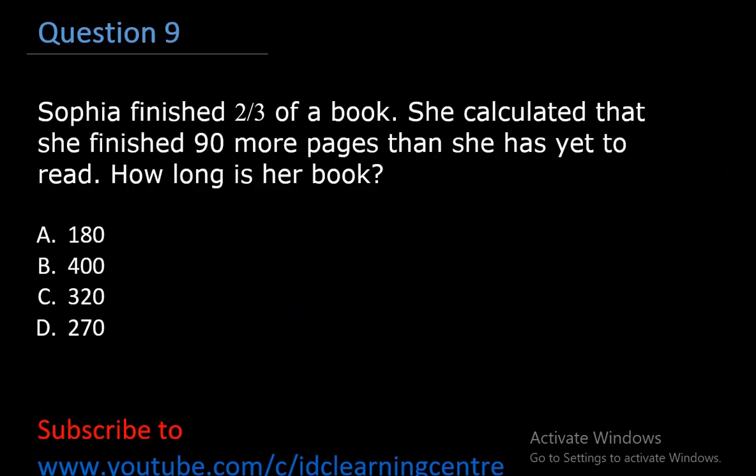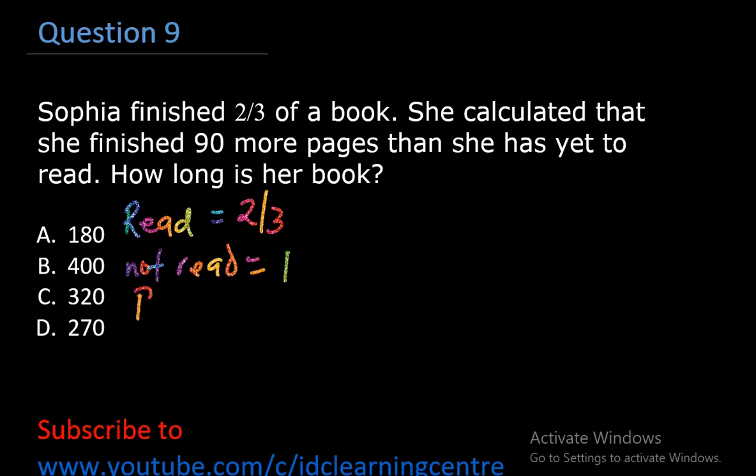Now, for this question 9, Sophia finished 2/3 of a book. She calculated that she finished 90 more pages than she has yet to read. How long is her book? We know that she read 2/3, and she did not read 1/3 if the total pages in the book is 1. Since 1 minus 2/3 will give us what she did not read, which is 1/3.